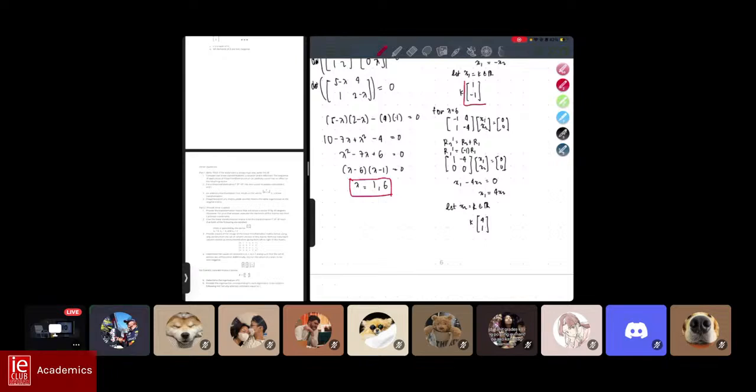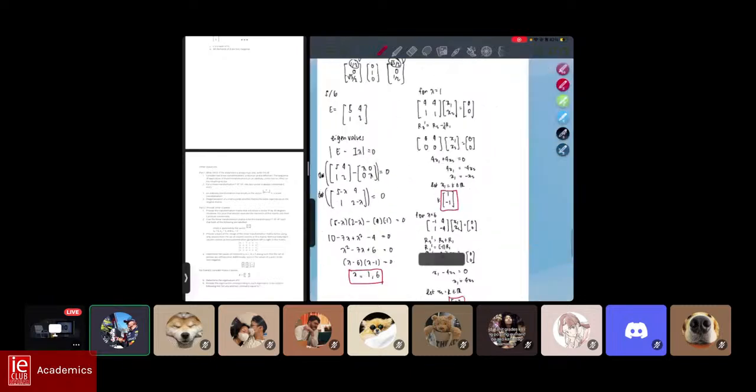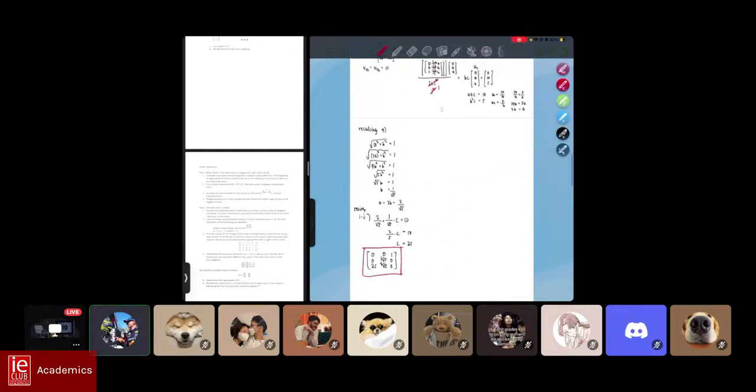The eigenvectors are 1, negative 1, and 4, 1. So that is it for the common questions.